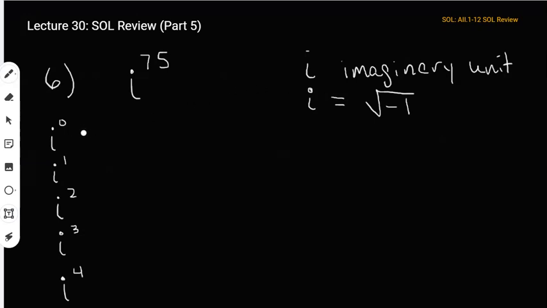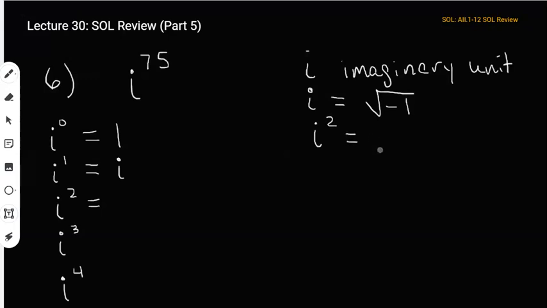So anything to the 0 power is going to be 1. So the first one is going to be 1. And then if you take anything to the 1st power, well, nothing changes when you take something to the 1st power, right? So I'm going to be left with i. And then we can start taking even higher powers of i. So what's i squared going to be?